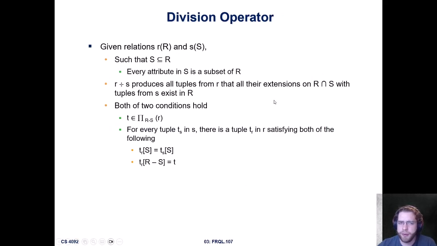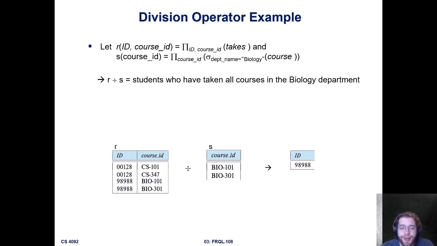A division operator is a little more complex, but R divided by S will produce tuples from the relation R whose extensions on the relation of R and the intersection of S with tuples from S exist in R as well. So if I do my R divided by S, it will result in 98988, because these are the only courses that exist in my department name of biology that the students have taken here, okay?